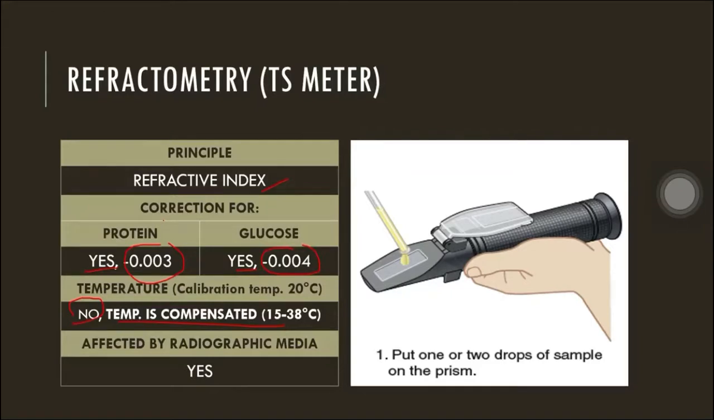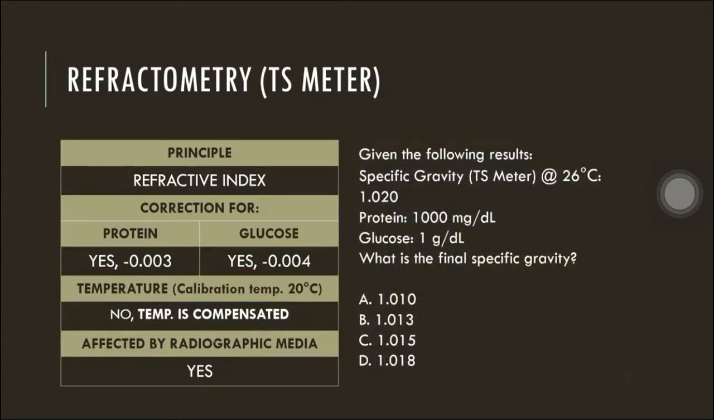Is refractometry affected by radiographic media? In the presence of radiographic contrast media, yes. They are still the same as urinometry. So, given the following results: specific gravity of the TS meter at 26 is 1.020, protein 1000 mg per deciliter, glucose 1 gram per deciliter, what is the final specific gravity?